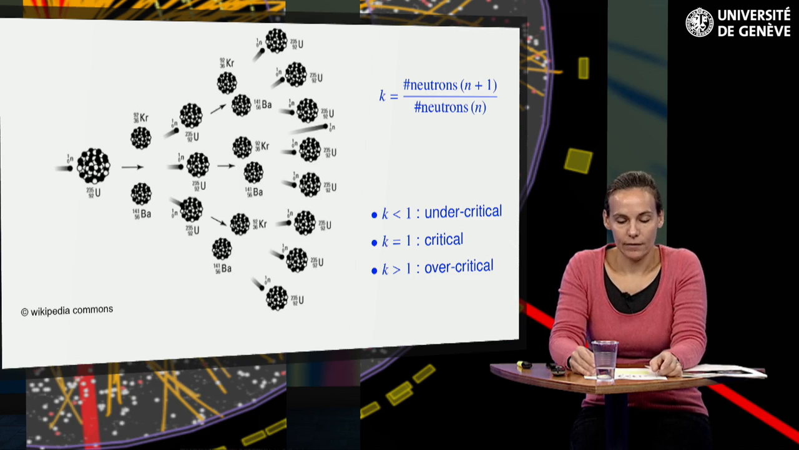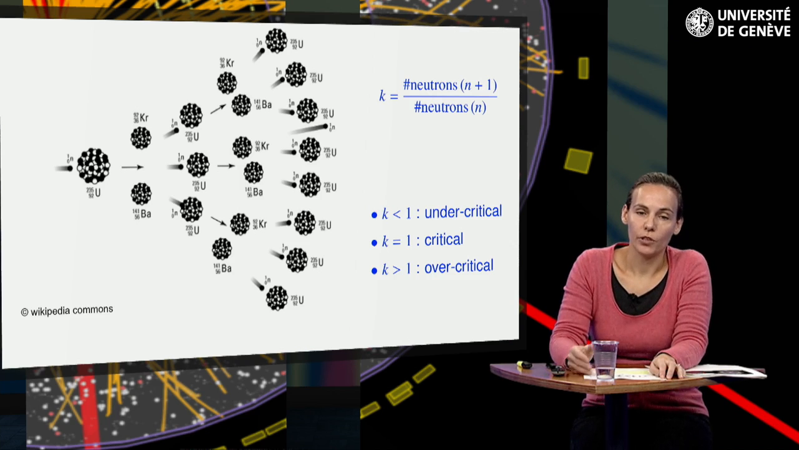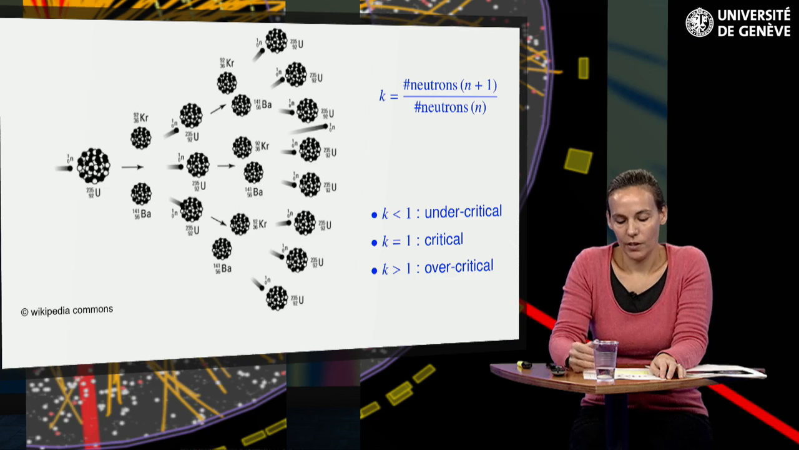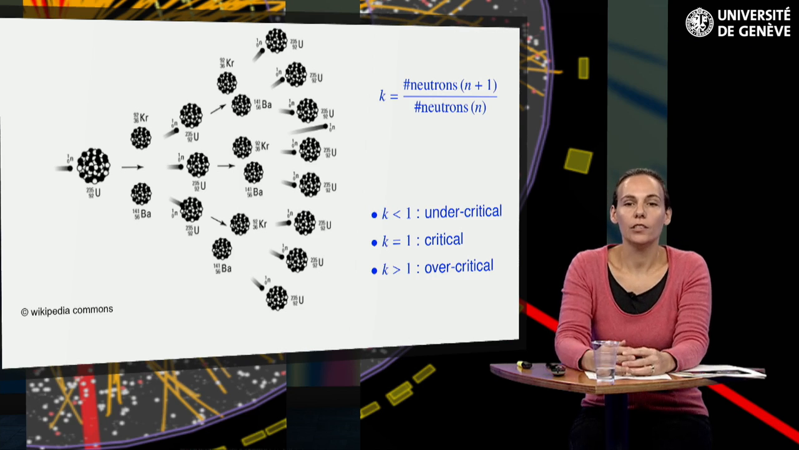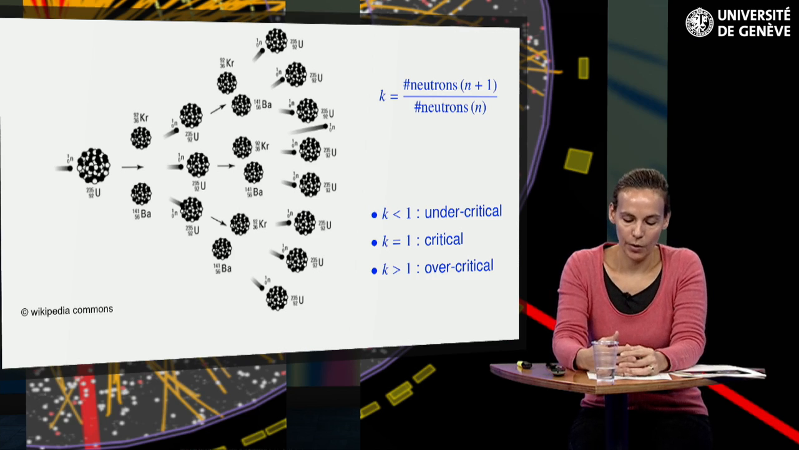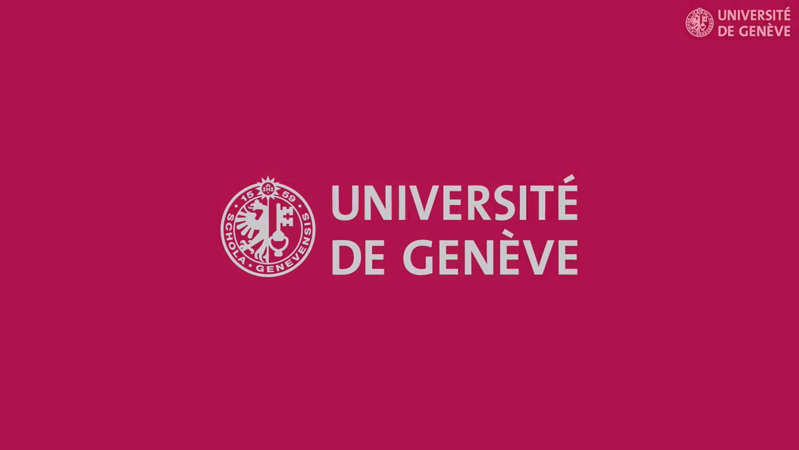If K is bigger than 1, more and more neutrons will be produced at each stage, thus leading to an exponential growth of the number of fission reactions. And this is the situation which is sought for the production of nuclear weapons. In the next video, we will talk about how to use the fission process in nuclear power plants.